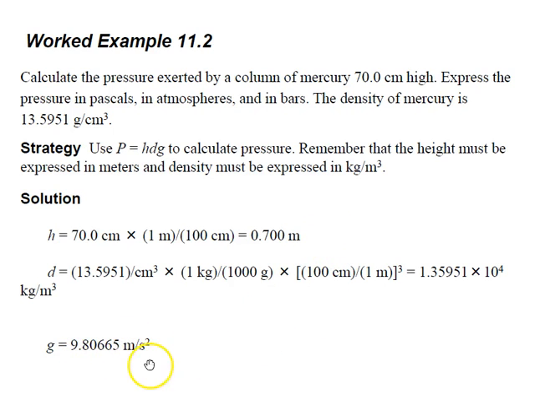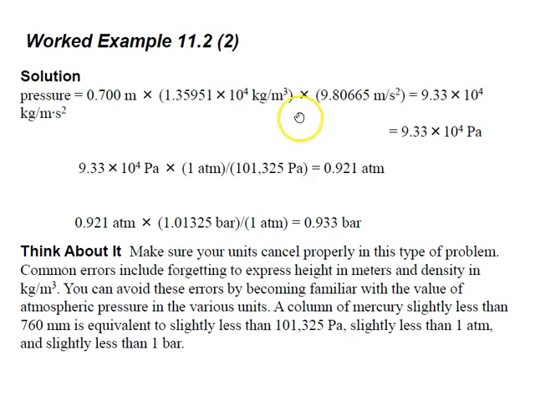So this gives us all the values. You can see we have meters, kilograms, meters cubed, meters, and seconds squared. All of those units will work well together so that we can get our pressure units. So let's see how this works. For our pressure, we're going to take our height, multiply by the density, and also multiply by gravity.